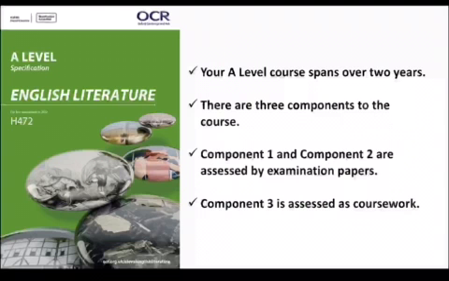So your A-level course spans over 2 years. There are 3 components to the course. OCR just like to use the word component, but it just refers to the papers. So component 1 would equal paper 1, component 2, paper 2, and so on. Component 1 and 2 are assessed by exam, and it will be a closed text or closed book exam. Component 3 is assessed as coursework. It's now given the name NEA, so non-examined assessment, but it means coursework, and we'll talk about that a little bit later on.